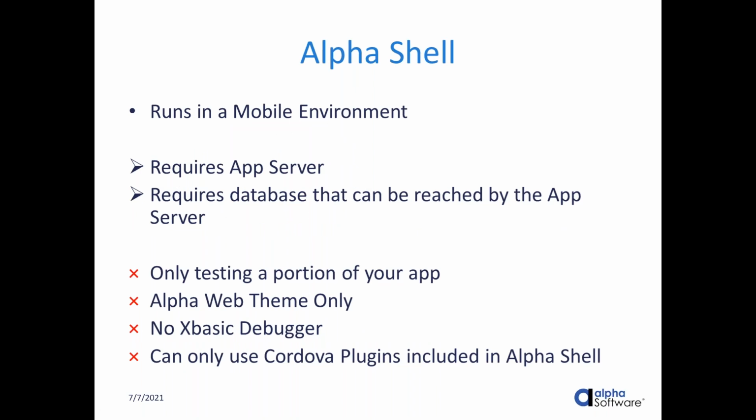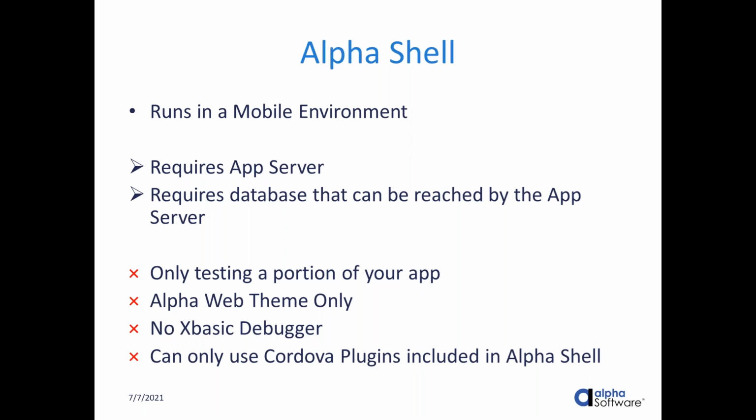So venturing into the realm of mobile for a bit, we do have several options for you to test in a mobile environment. The first one is Alpha Shell. It is an app you can download from the iOS and Google Play app stores, available in both now. It's a hybrid mobile app. It's one that we've built, we ship, and we manage for you.